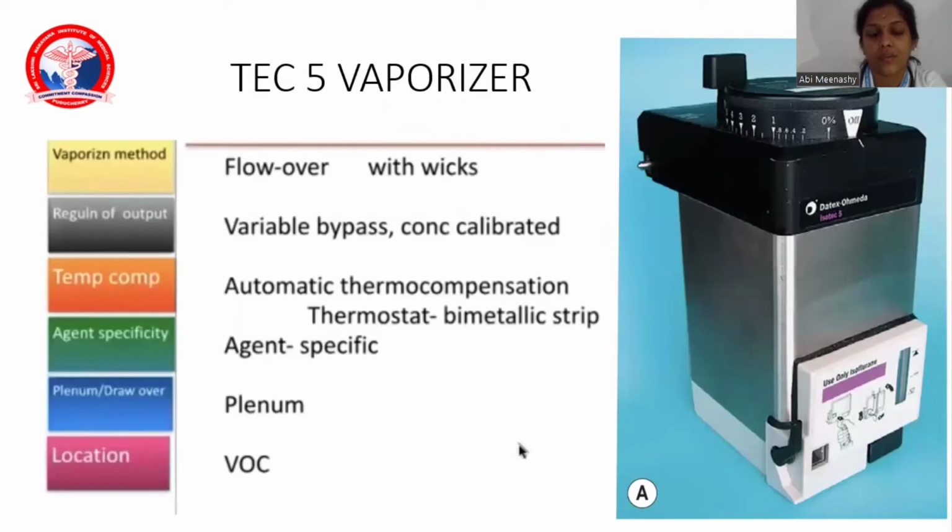Okay. Until now, we've seen all the classification of vaporizers and all the methods to thermocompensate the vaporizer. Now we are going to see each and every type of vaporizer, starting from Tec 5 vaporizers. Like I told you, you can write 6 points only in the classification of vaporizers itself. So when you talk about a vaporizer, the first 6 points should be according to the classification. Starting with vaporizing methods. What are the vaporizing methods I told you about?